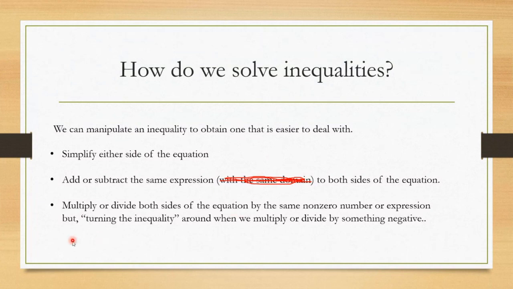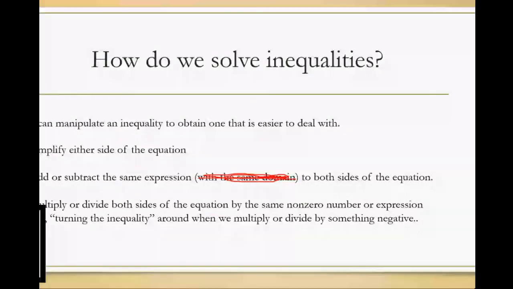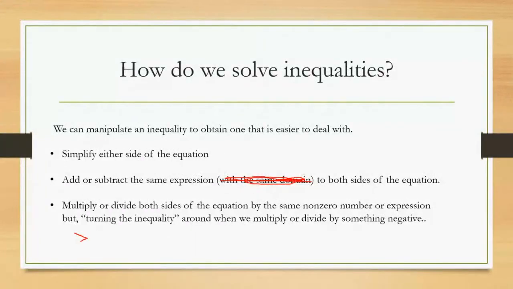Now, what do I mean by that? Let me see if I could draw it, because I don't have it here. When I say turn the inequality around, less than would turn into this. Same thing with the non-strict inequality. So this would turn into this.